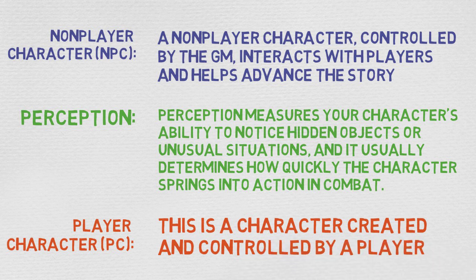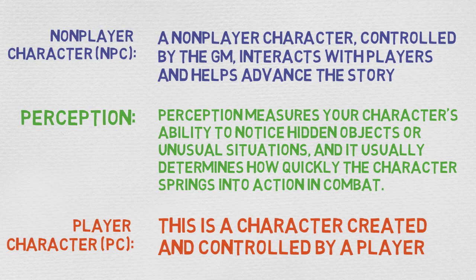Perception. Perception measures your character's ability to notice hidden objects or unusual situations, and it usually determines how quickly the character springs into combat, which, of course, leads into initiative, right? Cool? Cool. The next point, player characters, or PCs. You definitely know what these are. This is a character created and controlled by a player. Makes sense? And yeah. Now let's get into a complicated one.